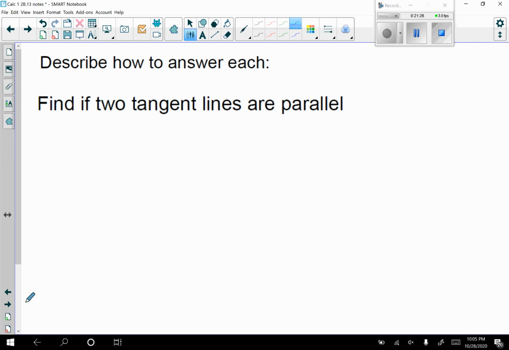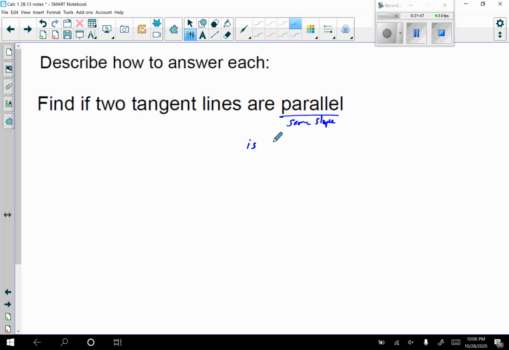And what would you do with this? Find if two tangent lines are parallel. So remember, parallel, we're talking about derivatives here. The whole thing about parallel is same slope. So find if two tangent lines are parallel means do they have the same slope?